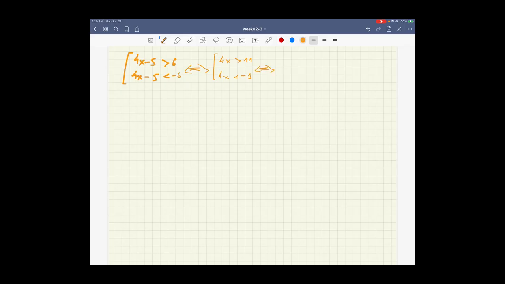That is equivalent to either x being greater than 11 over 4 or x being less than -1 over 4, which you can write as the union of two sets. x belongs to the union of open intervals (-∞, -1/4) union (11/4, ∞).